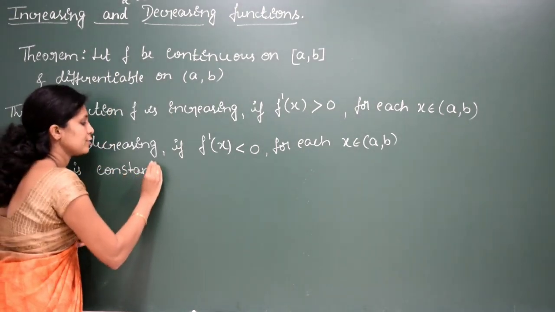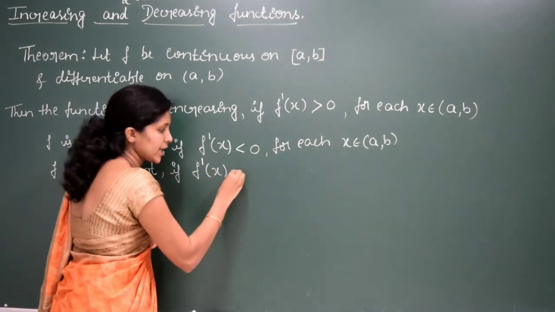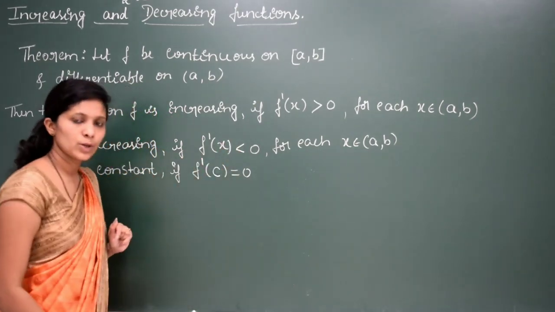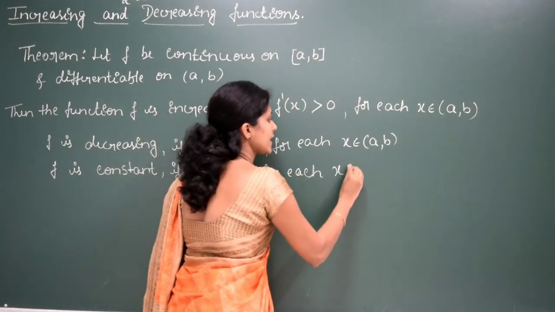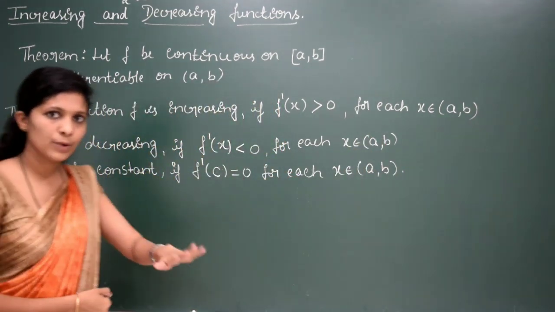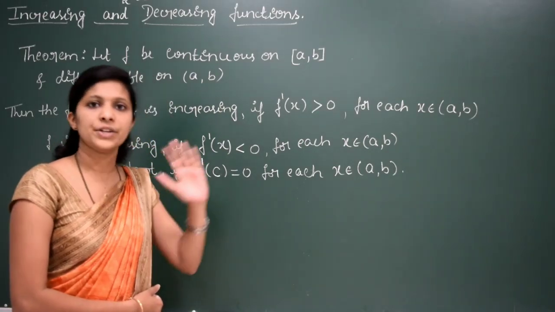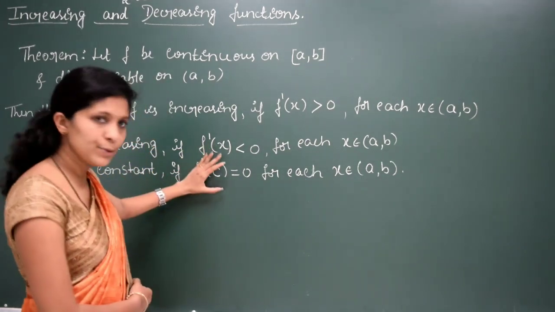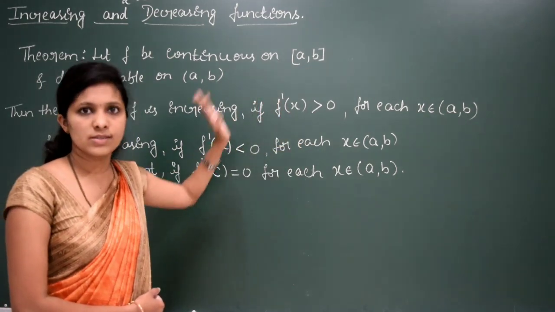To say the function f is constant, f dash of x should be equal to 0, for each x belongs to open interval a comma b. Is it clear? What you have to do is just differentiate the function. If it is greater than 0, then it is increasing. If it is less than 0, then it is decreasing. If the derivative of that function is equal to 0, then we can say that the function is a constant.